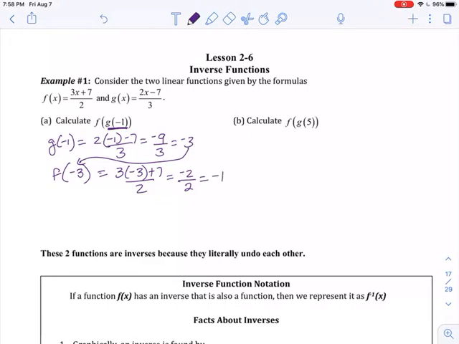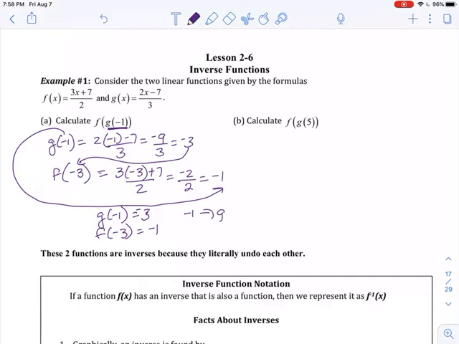So if you notice, I'm starting with g of negative 1, and I'm ending up with negative 1. So g of negative 1 equals negative 3, and f of negative 3 equals negative 1. It's sort of like I'm plugging in negative 1 for g, and then I'm taking that and plugging it into the f function, which gives me back my negative 1.